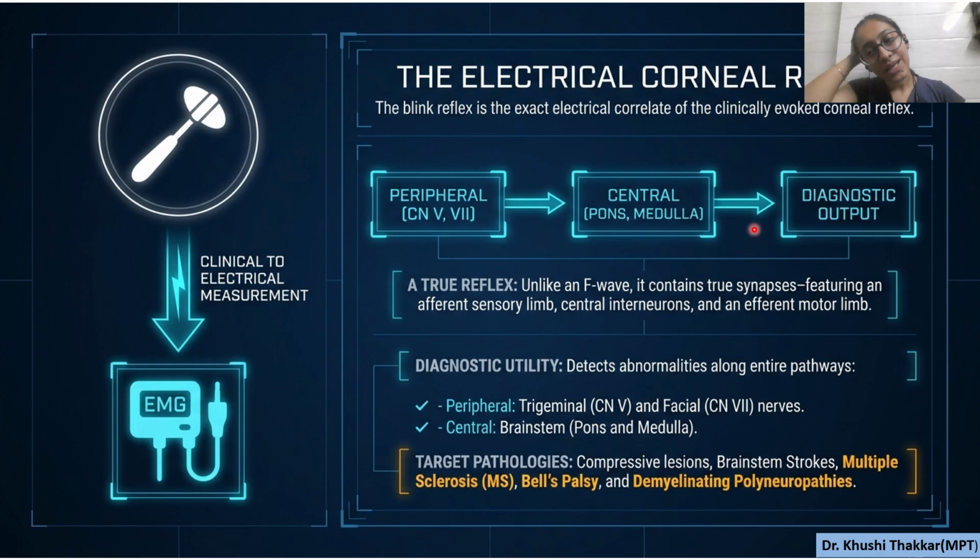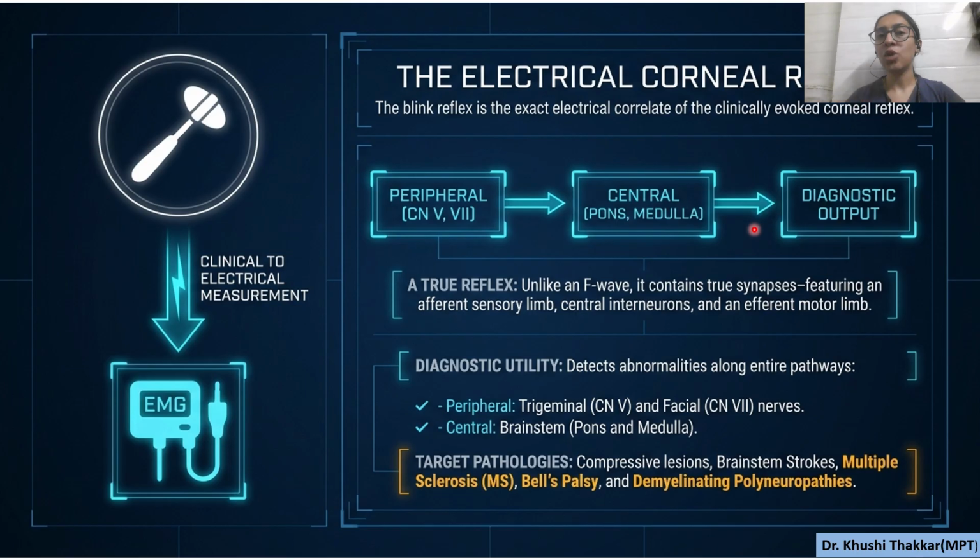So a true reflex, unlike the F wave, contains a true synapse featuring an afferent sensory limb. There is an afferent pathway, there are central interneurons, and the efferent motor limb. That's why it's a true reflex. Blink is a reflex. Now, diagnostic utility: what does it help us to understand?